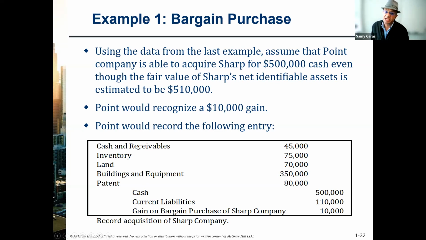So here we debit cash, inventory, land, building, patent, all of them at their fair market value. We credit cash, current liability, and gain on bargain purchase. Remember, in this example, we didn't talk about common stock because we assumed we paid the full amount in cash.